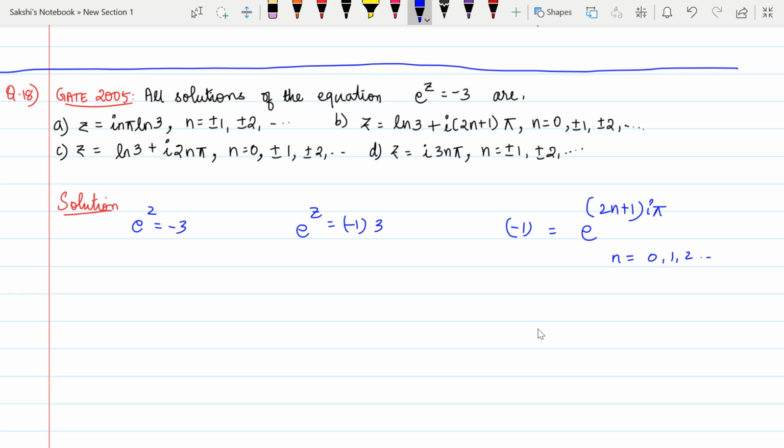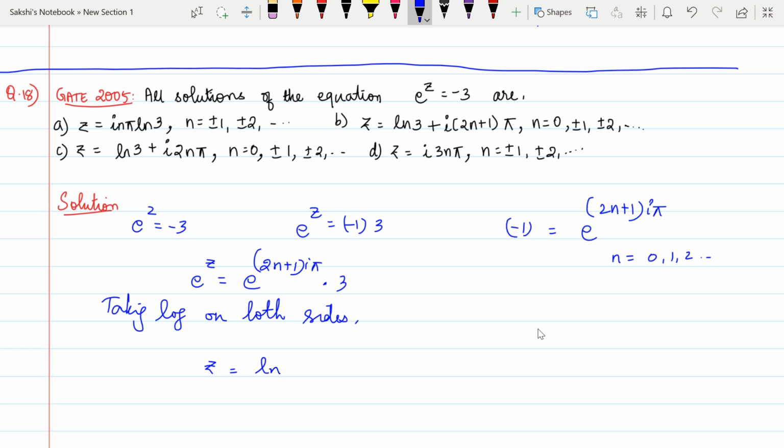Okay. So now I can write this e power z is equal to e power (2n plus 1) i pi into 3. Now taking ln on both sides, I get z is equal to ln 3 plus (2n plus 1) i pi, for n is equal to 0, plus or minus 1, plus or minus 2 and so on, which is equal to option 3, option B.